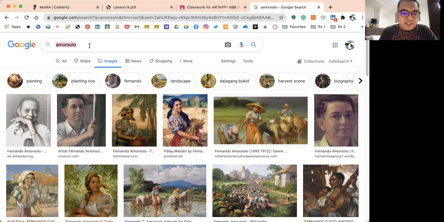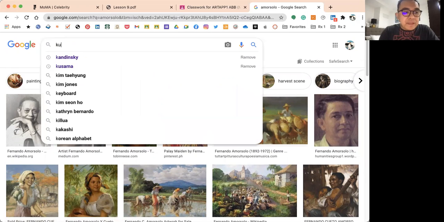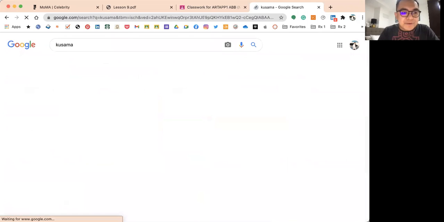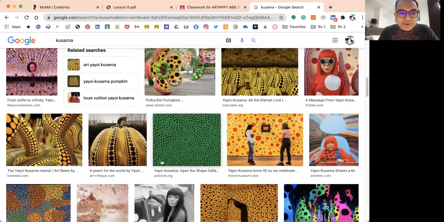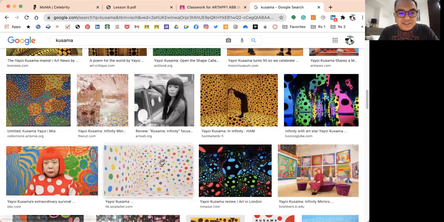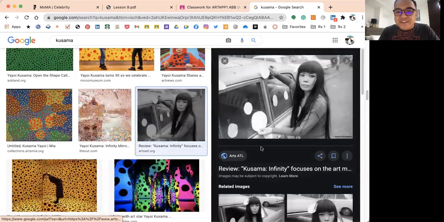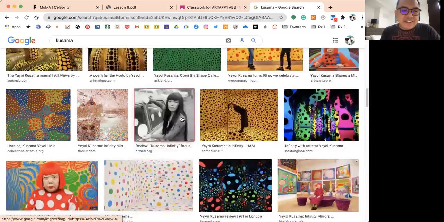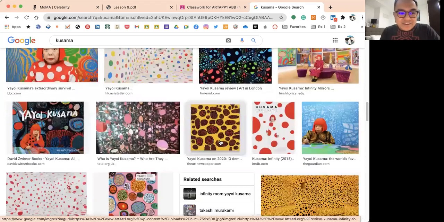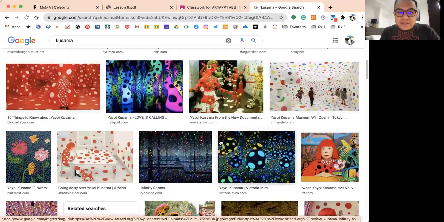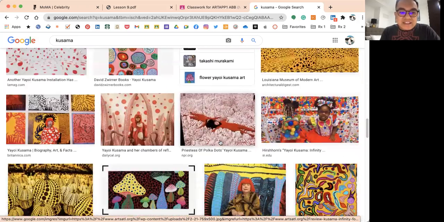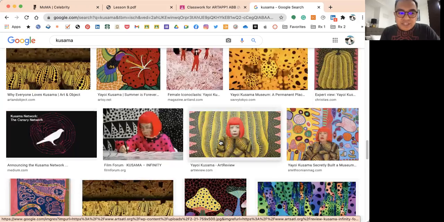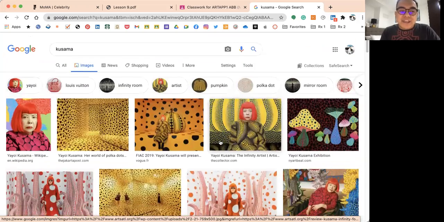Let's go to something Asian. Let's look at, of course, the very amazing Yayoi Kusama. As you can see, we're just scrolling down, but you can already tell. This is her when she was younger, and she was a struggling artist. You can see her work follows a certain pattern, a certain style. Once you see it, you already know that this is Yayoi Kusama.